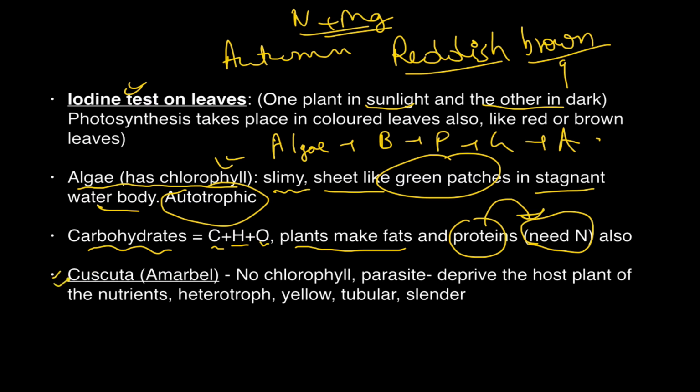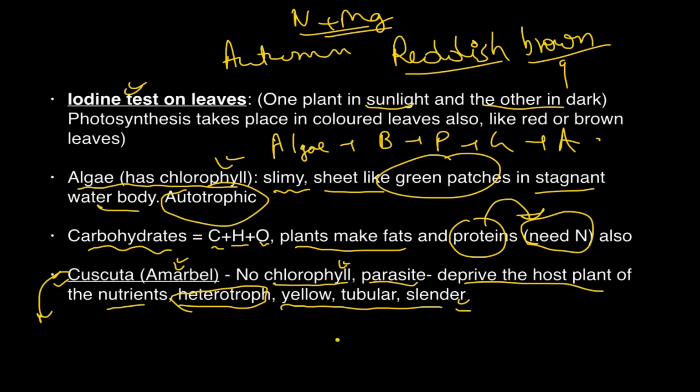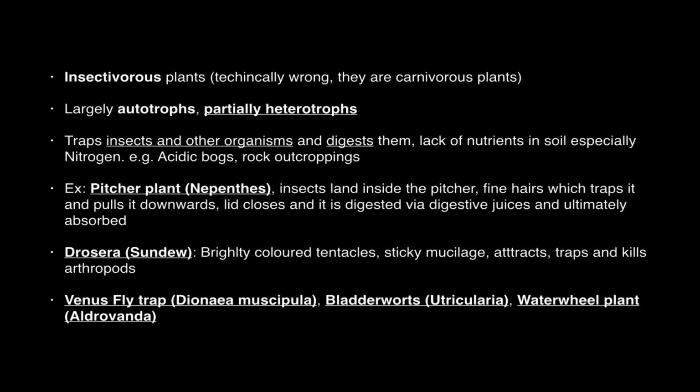Now Cuscuta is a characteristic example. It is a plant, but it is completely heterotroph. It is also called Amarbel because it sucks the life out of others. There is absolutely no chlorophyll. It is a parasite. It deprives the host plant of the nutrients. It grows over it. आपने देखा होगा वो पीली पीली बेल सी लगी रहती है. That is yellow, tubular and slender. It grows over other plants and sucks the food out of them. That is why it is heterotroph and a parasite.